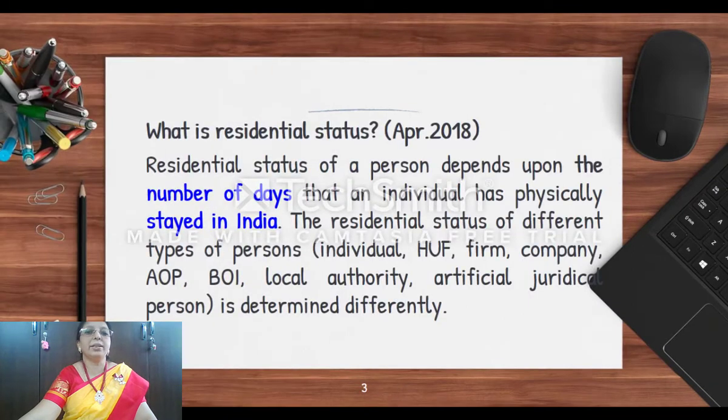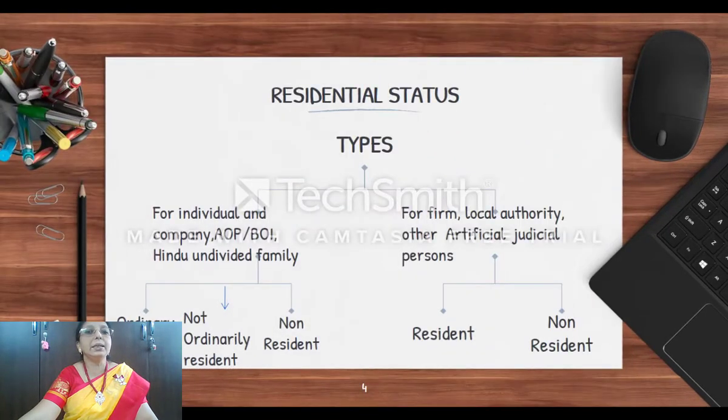So when we move on to residential status, it depends on the number of days an individual physically stays in India. Residential status for different types of persons like individual, HUF, firm, company, AOP, body of individuals, local authority, artificial judicial person, for all of them it is determined differently. So residential status depends on the number of days a person stays in India.